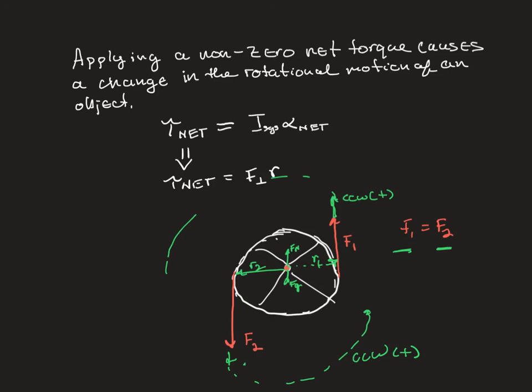So we have a scenario here where the net force is 0, but the net torque is not 0, and we get the object to rotate, but the object is not moving up and down or left and right.